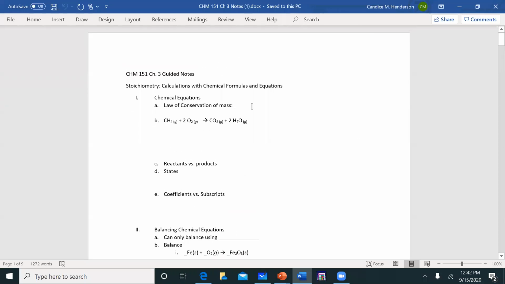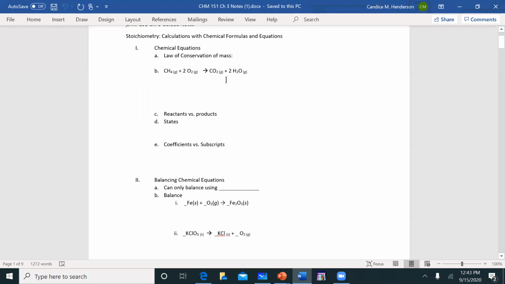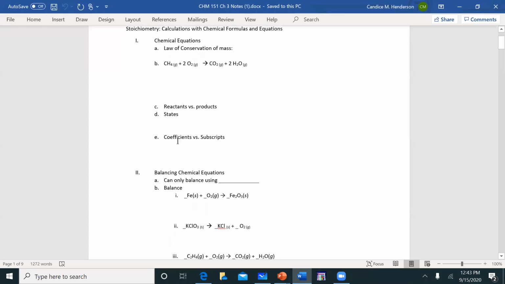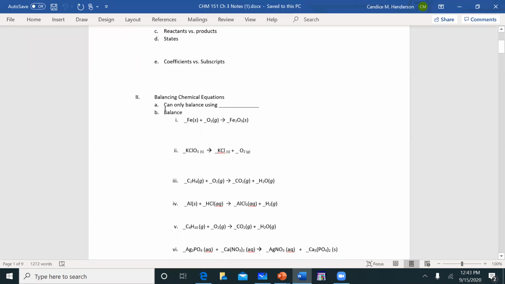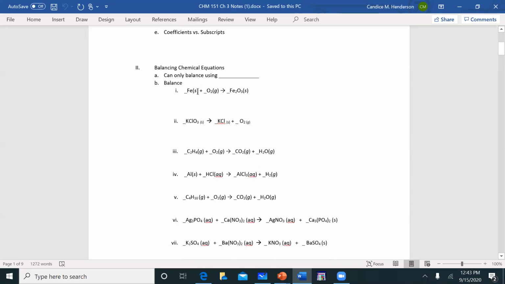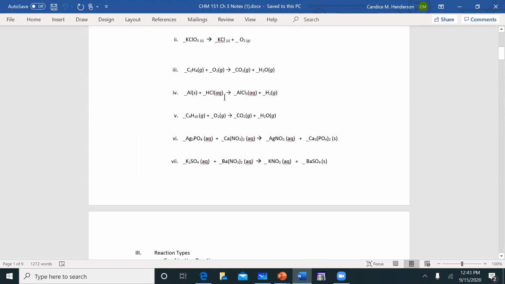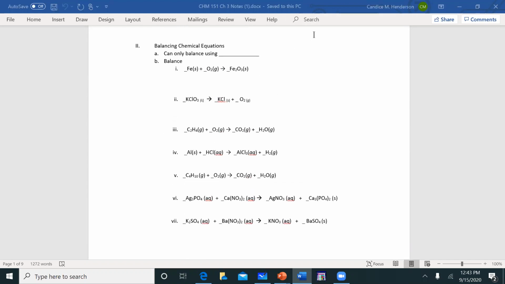So just a couple things: law of conservation of mass, right? Matter isn't created or destroyed in a chemical reaction. Here we have our reactants, here we have our products. Your states: solid, liquid, gas, and aqueous. You always want to be changing coefficients, not subscripts. Subscripts are only for the chemical formula. And then balancing chemical equations can only be done using coefficients. Okay, so we're going to do the first two of these together, and then I'll have y'all work on some.